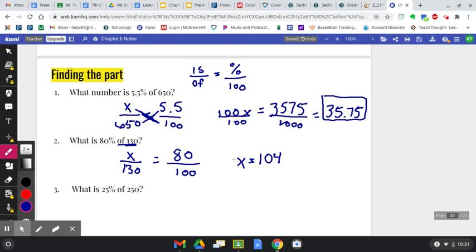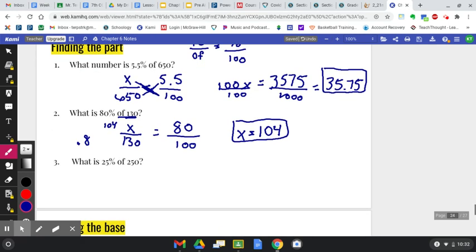Should get 104, right? And then the good thing is you can always check this out. Meaning I could plug in 104, as long as I'm not rounding. Got to be careful if I'm rounding, but I didn't round that at all. It was just 104. If I do 104 divided by 130 in my calculator, it tells me 0.8, which I should recognize as 80%. Or if I did 80 divided by 100, my calculator will also tell me 0.8.